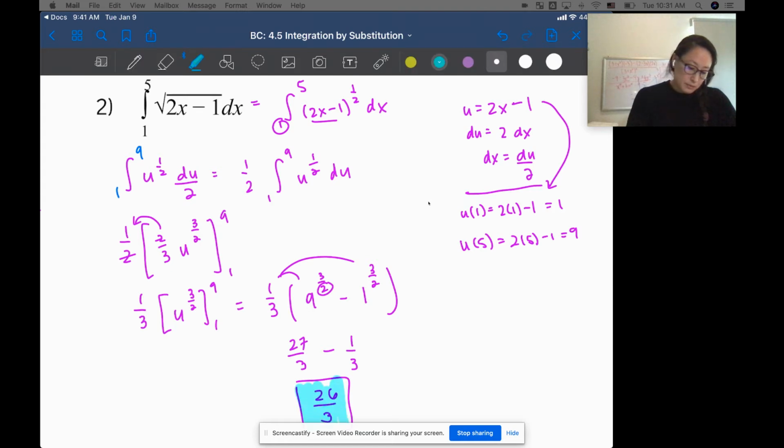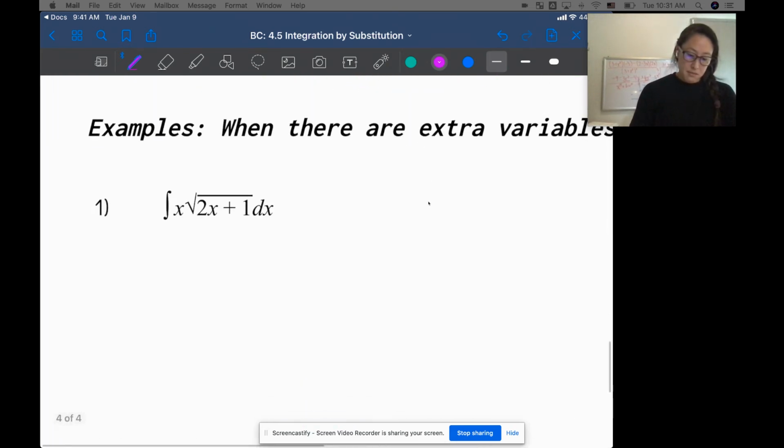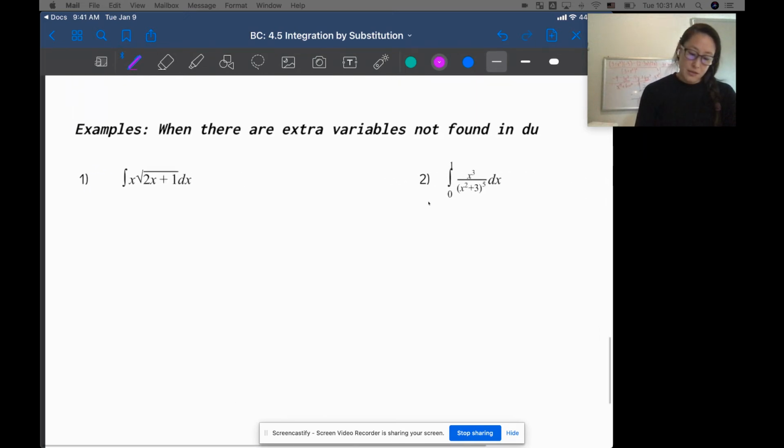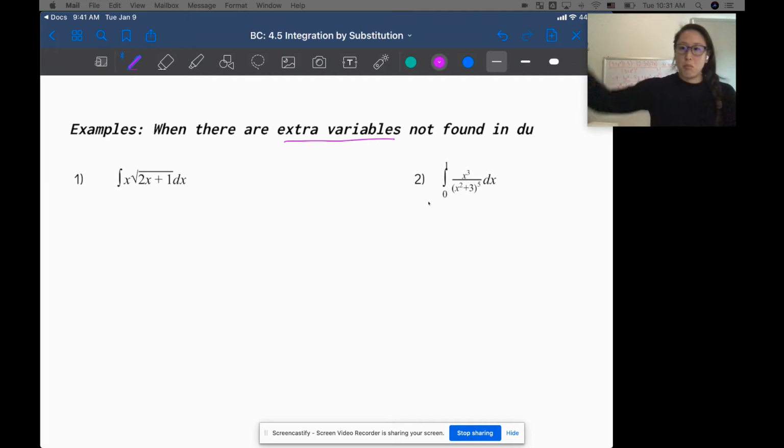All right. Now, what happens if not all of our x's cancel out? Sometimes we're left with extra variables. Oh no, it's okay. We can deal with this.